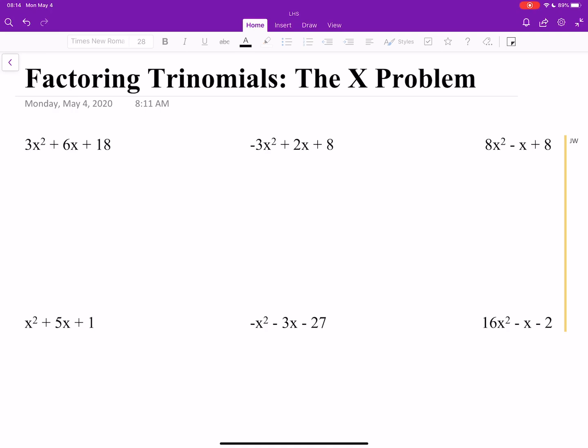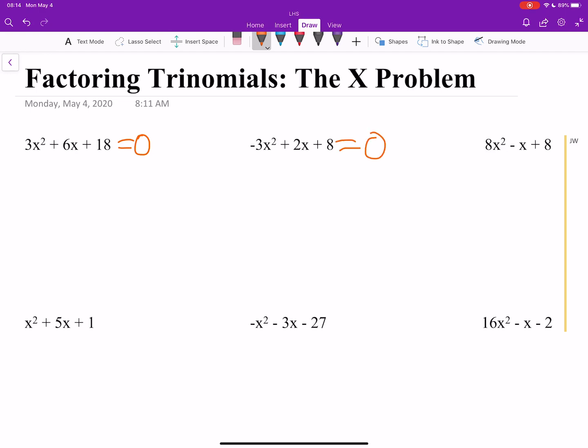In this particular lesson, we're going to look at one of the steps in factoring trinomials, which I'm going to call the x problem, or working with the x problem. You'll note that each of the problems on today's assignment has an equal 0 on it. We're not worried about that quite yet.